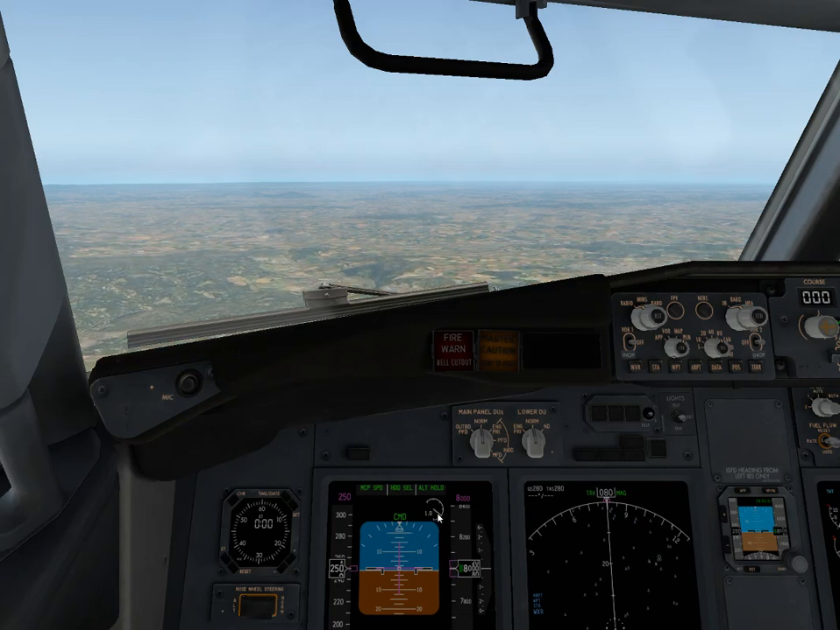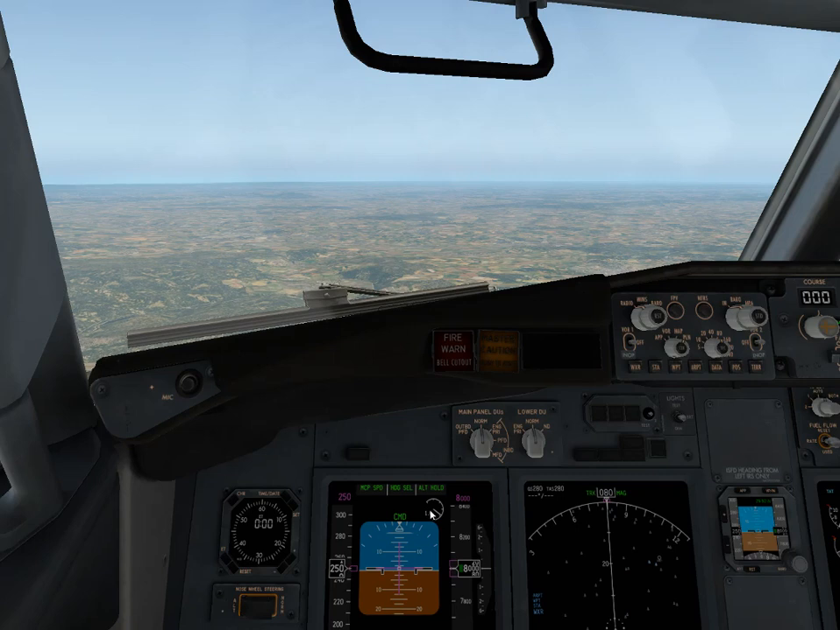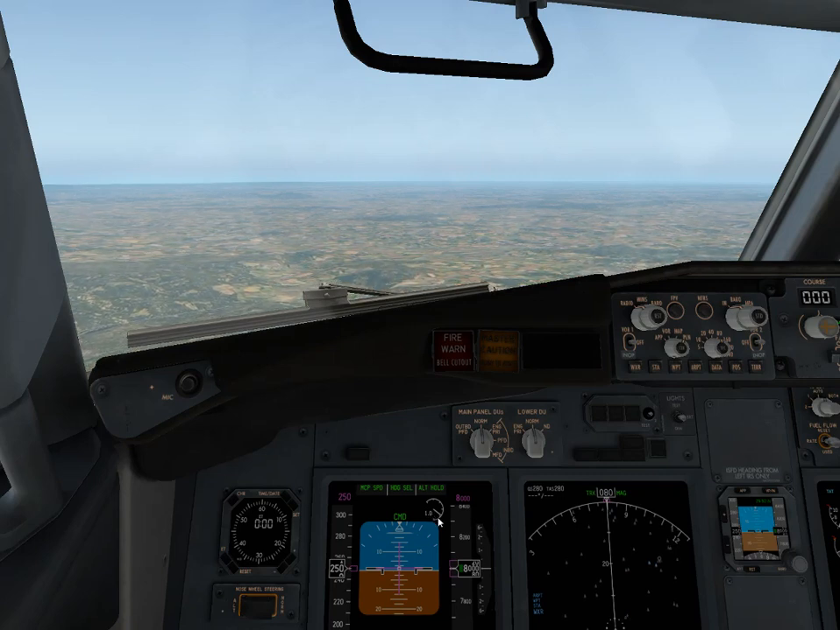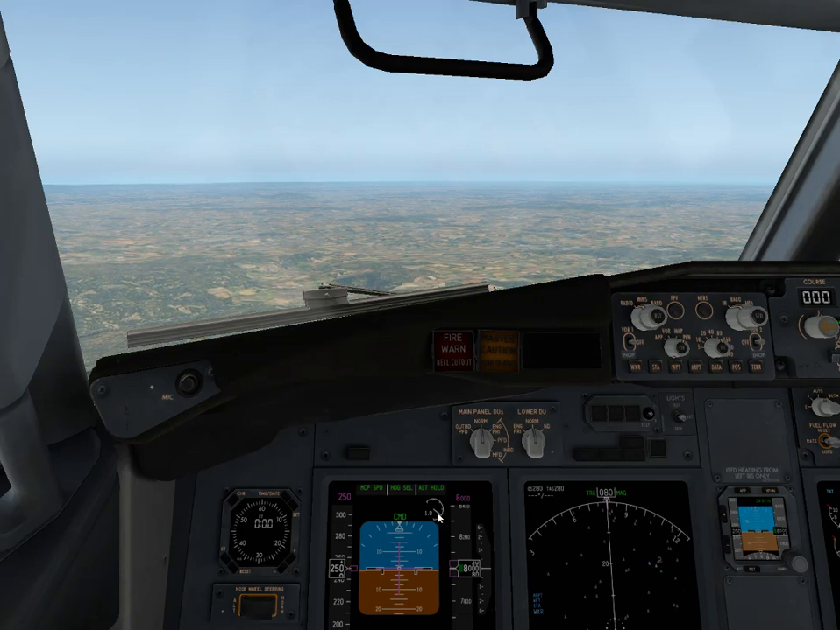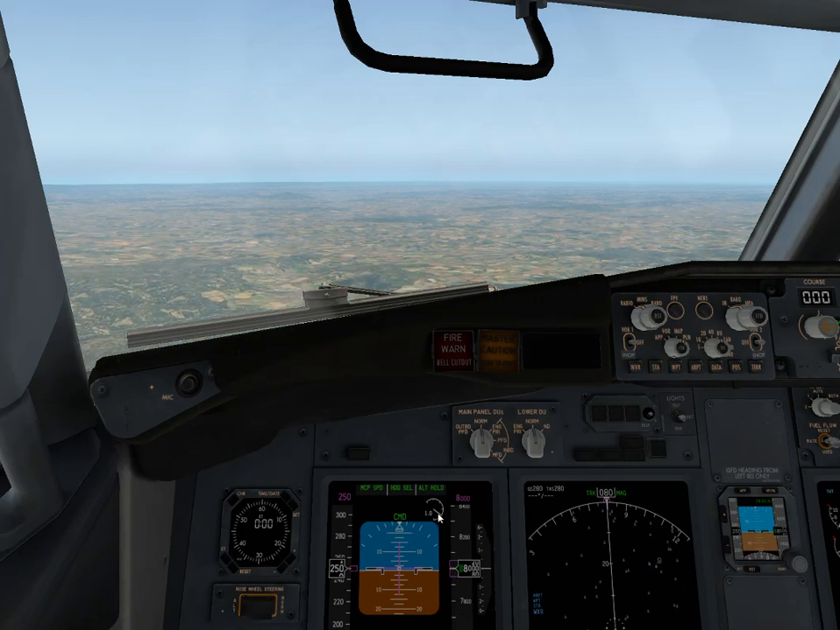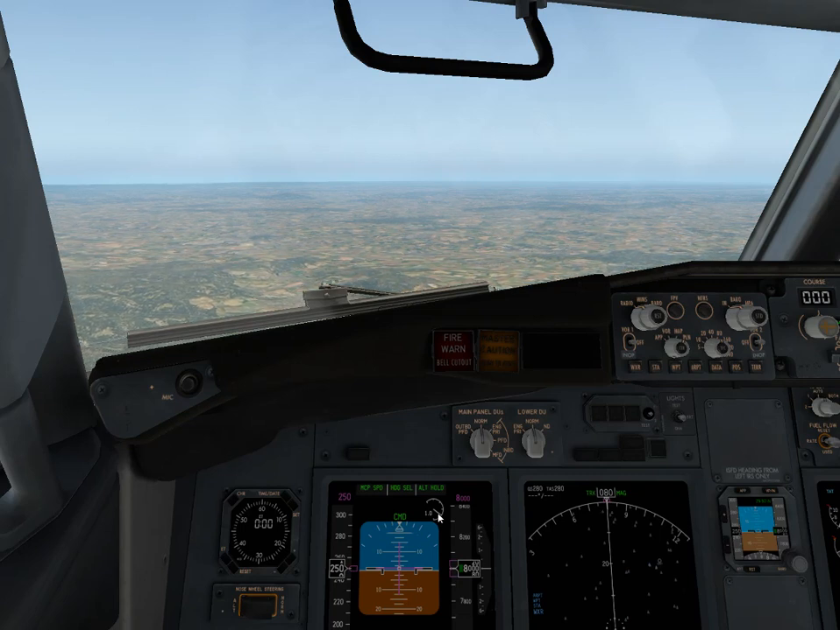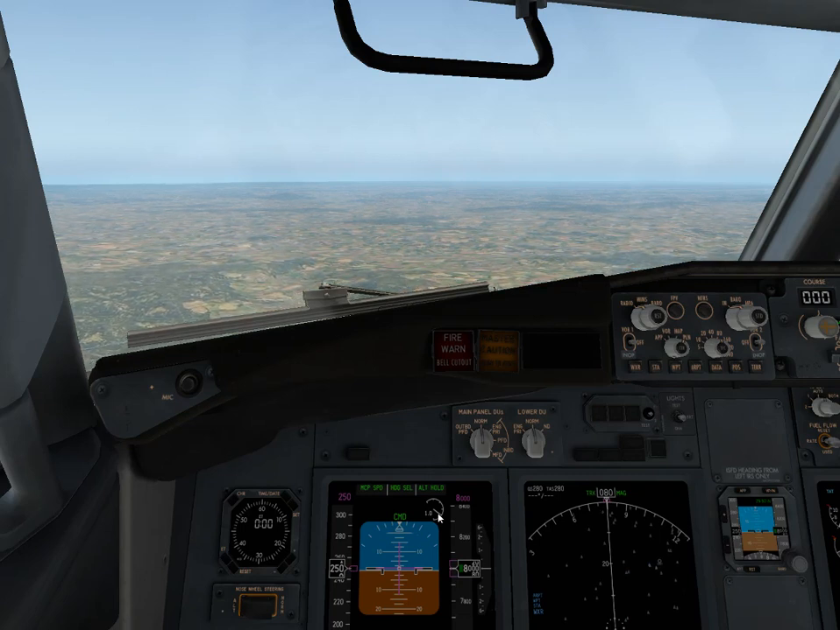But basically what I want you to understand is that the effect that the rudder has on your flight path depends greatly on the angle of attack. Alright, so right now our angle of attack is quite low, just 1 degree.